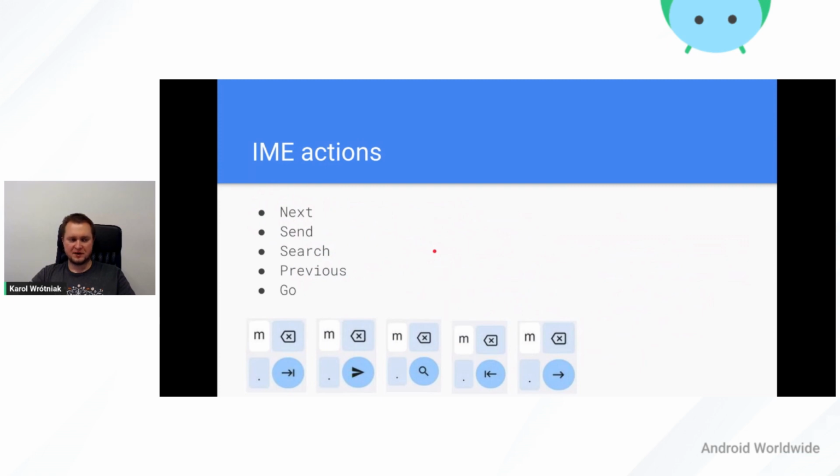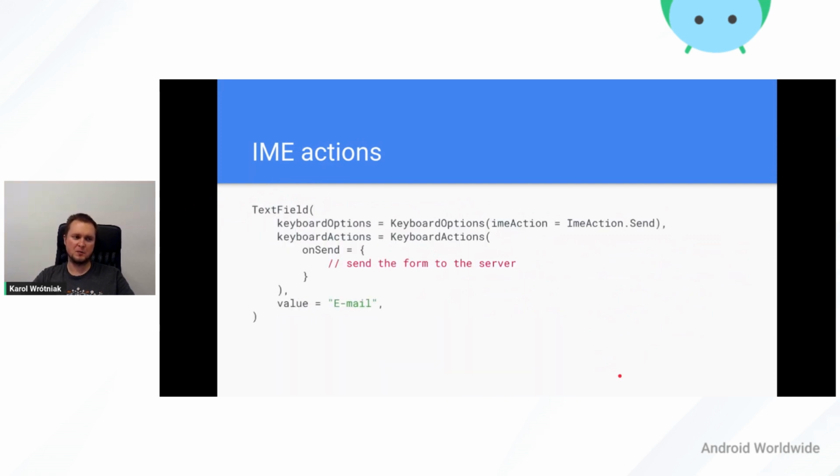On the previous screencast, you could see the next action on the keyboard, but there are also other actions. Next action is suitable for all the form fields except the final ones, which submit the form. So for the last fields in each form, you should use something like action send or search or go, depending on the context. They may look like this, for example, like on this screenshot, and how to set them.